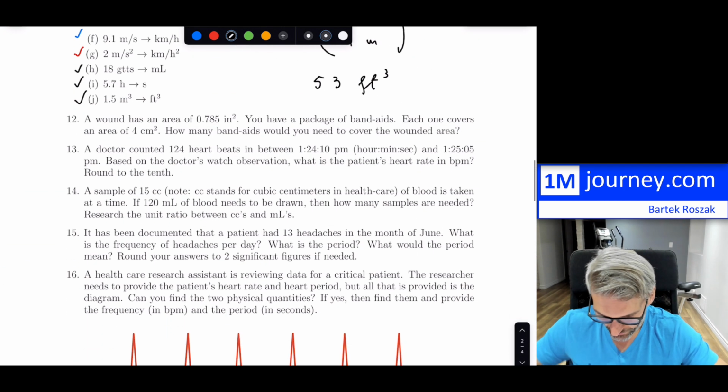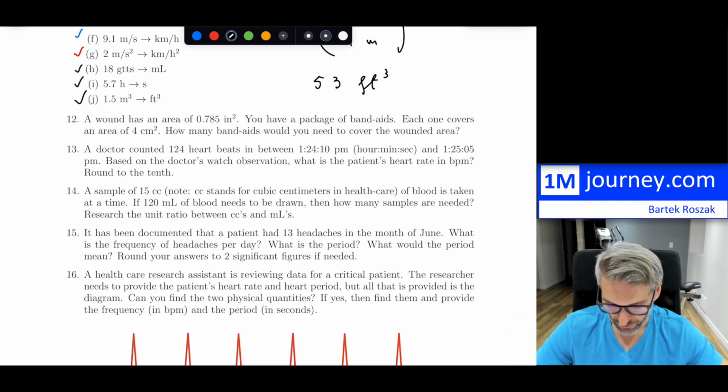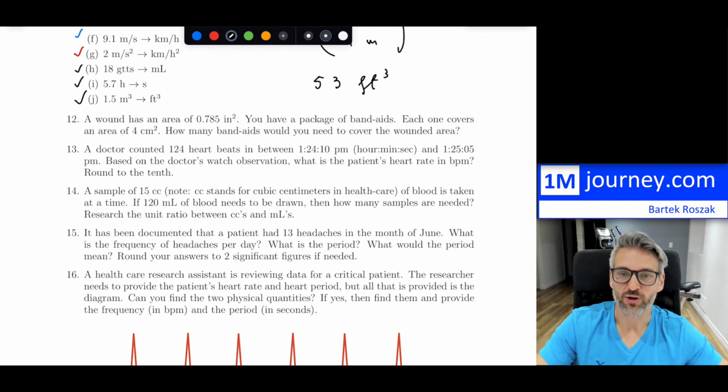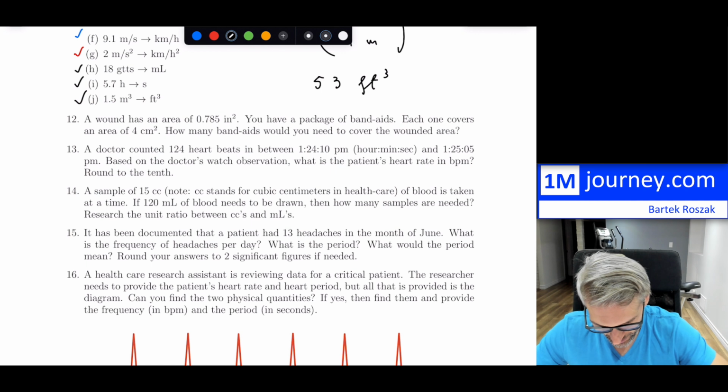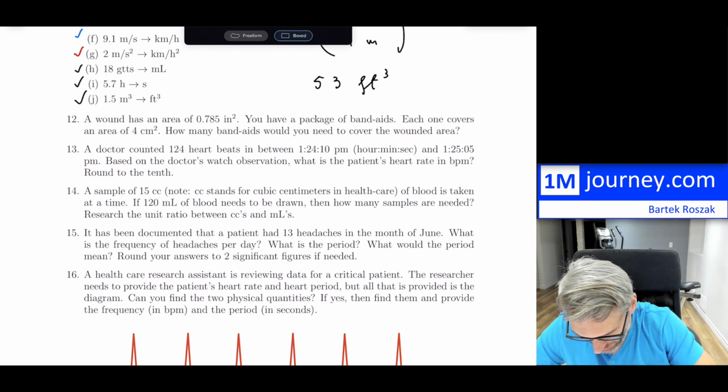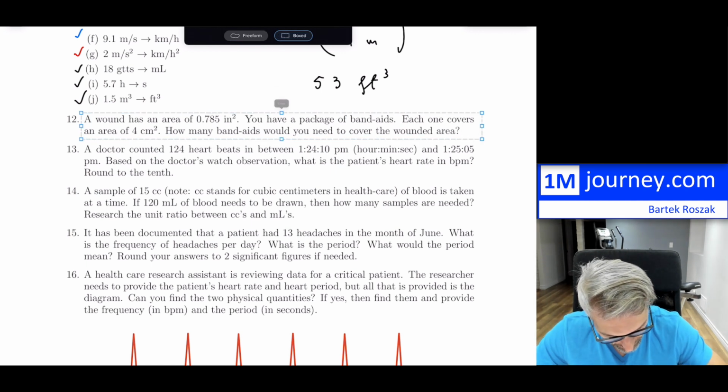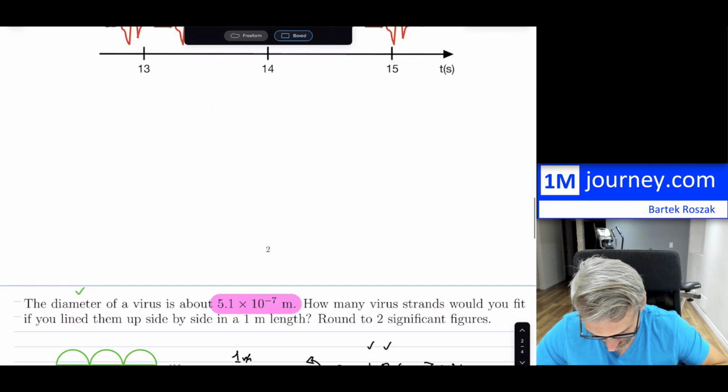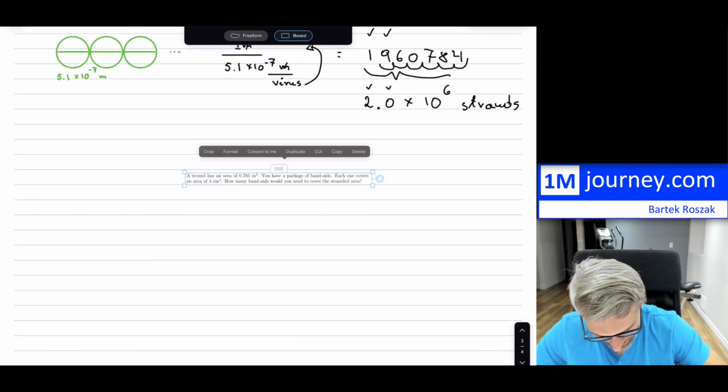Let's keep cruising. Number 12. A wound has an area of 0.785 inches squared. You have a package of Band-Aids. Each one covers an area of 4 centimeters squared. How many Band-Aids would you need to cover the wounded area? So let's take a look at this. I'm going to just borrow this, copy, and do it right here.